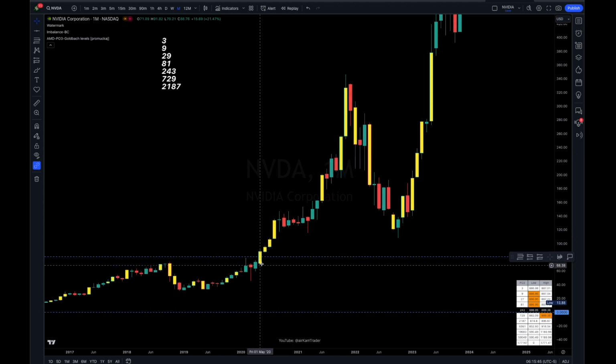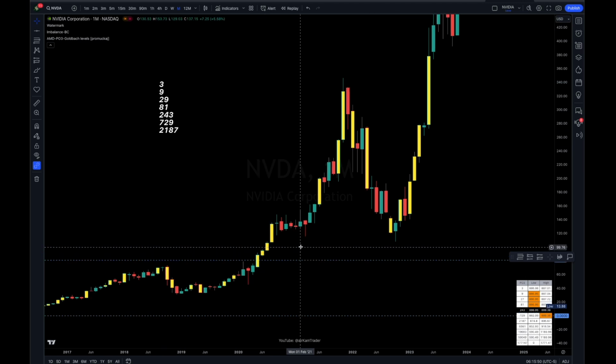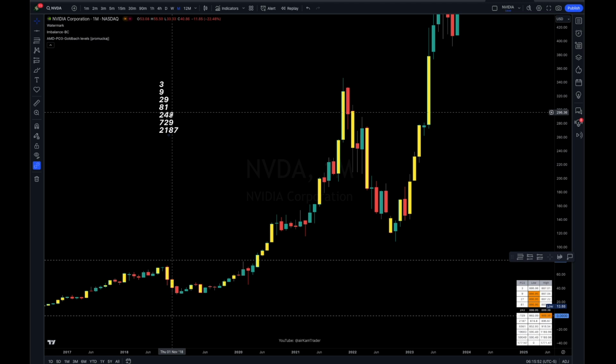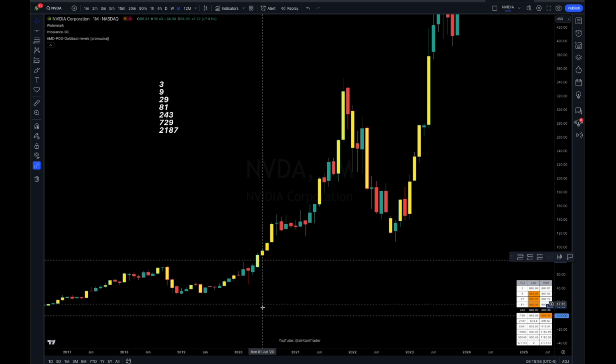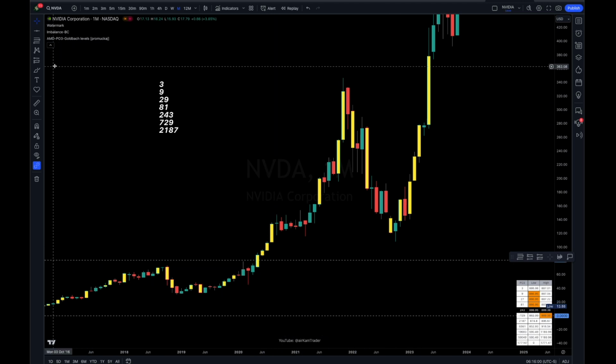As soon as price broke through 81, the dealing range high became the next power of three number up, the 243. Okay, so the dealing range low is now 0 and the high is 243. Let me mark that out for you.